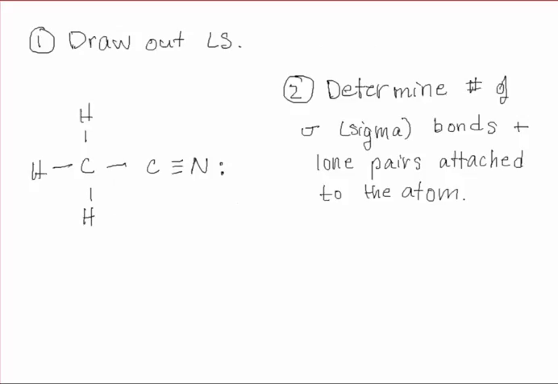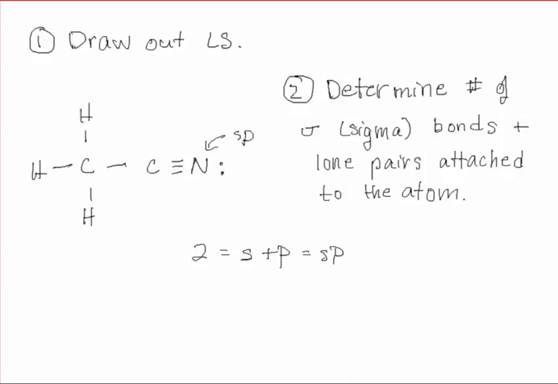Our second step is to determine the number of sigma bonds plus lone pairs attached to each atom. So let's just go ahead and look at nitrogen. We see that there is 1 sigma bond and 1 lone pair attached. So 1 plus 1 is equal to 2. And from this we can find the hybridized orbital. The number of orbitals in is equal to the number of hybridized orbitals out. So 2 is equal to s plus p, which gives us sp. So nitrogen is sp hybridized.